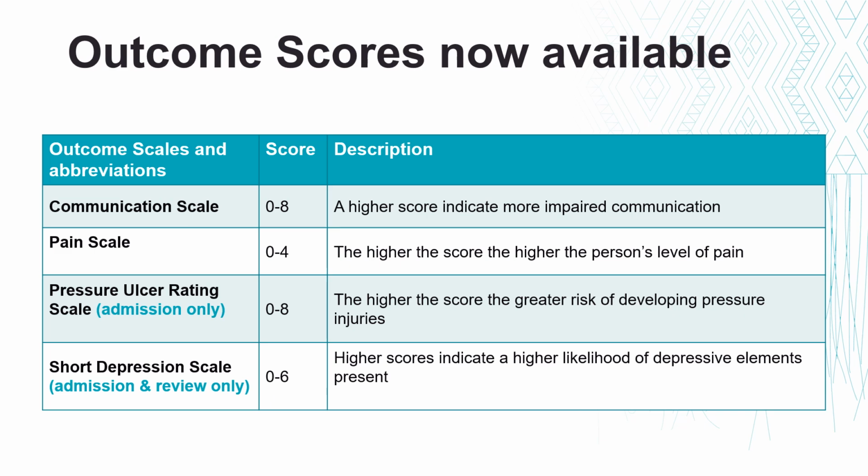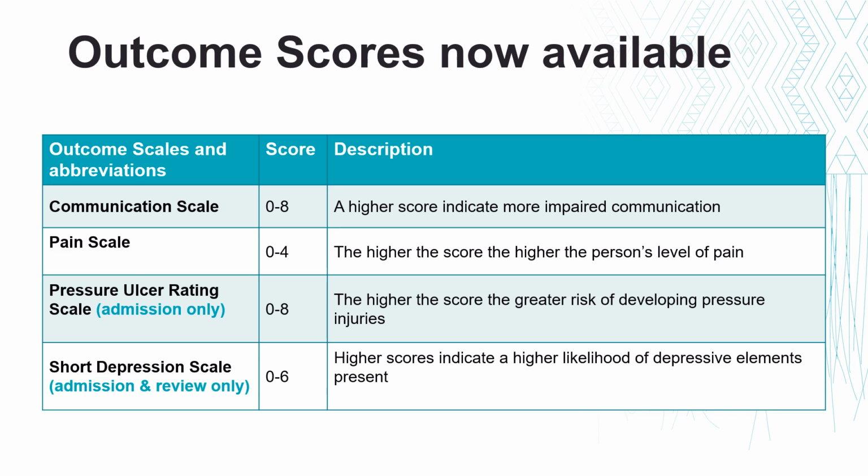The communication scale has a range of 0 to 8. The higher the score indicates more impaired communication. The simple method assesses communication, looking at how the person expresses themselves and comprehends. If a person scores 6 or more on the communication scale, their ability to process language, that may be verbal, written, or signed, is considered severely impaired.